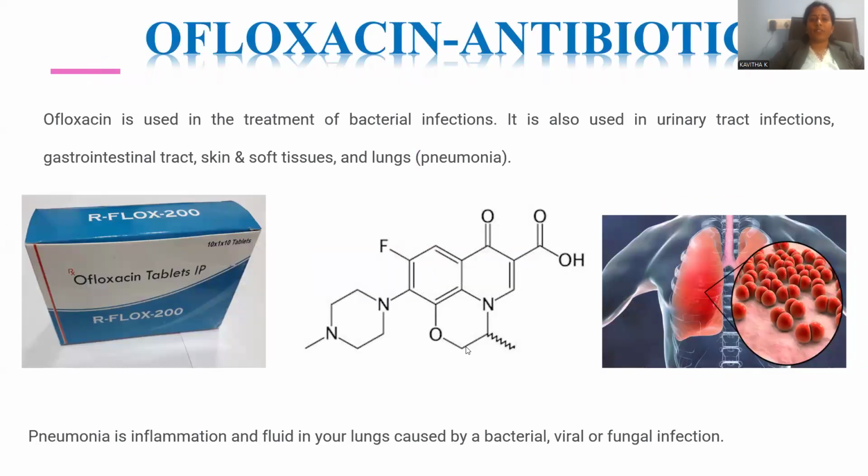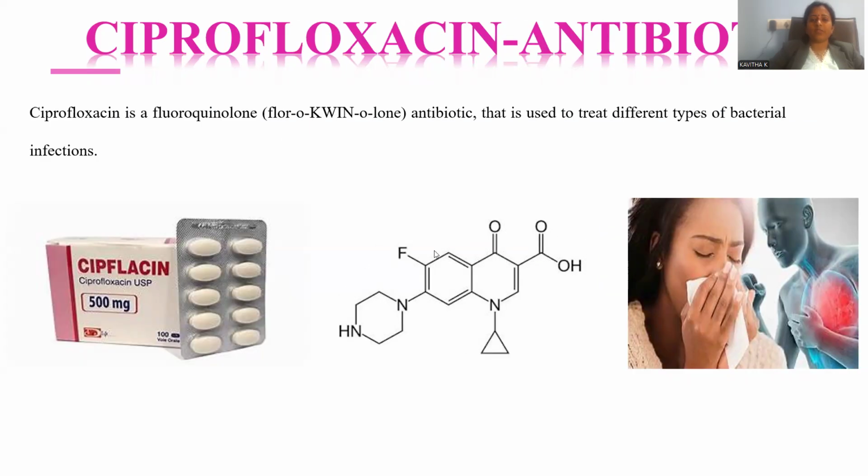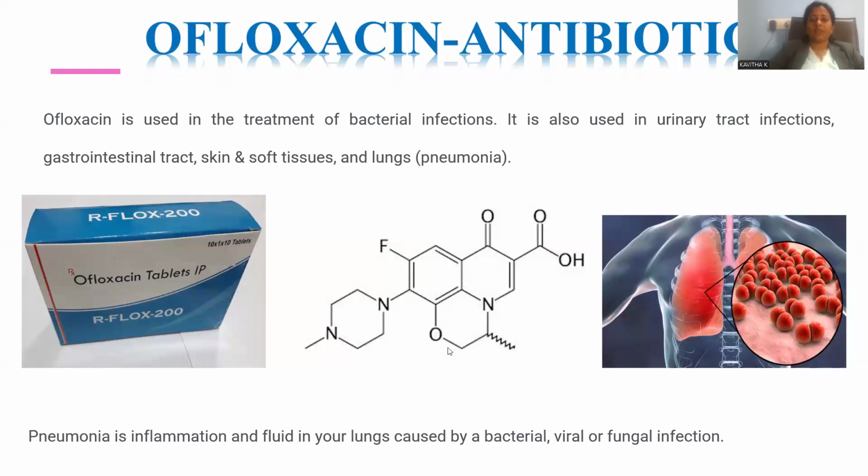Let me go with ofloxacin. Ofloxacin is also an antibiotic. Again, you can clearly observe a ring system. One more ring system is located in addition to the systems present in ciprofloxacin, a slight increase in annulation you can observe, and it is more effective for pneumonia. Urinary tract infections are effectively cured. Kidney related infections are cured. If any infection attacks the gastrointestinal tract, the digestive system, ofloxacin also works effectively there. And skin and soft tissue infection, and lung pneumonia.